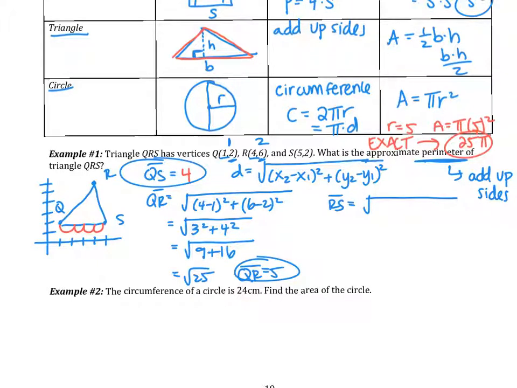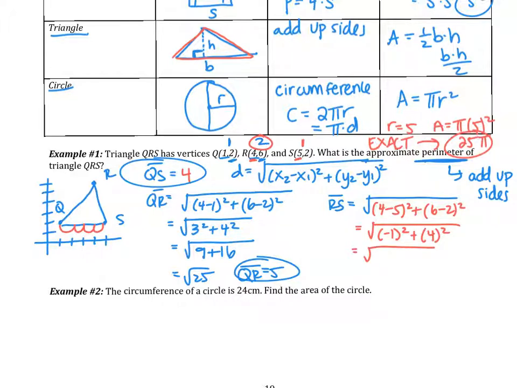You're going to do it the same way except using different points. If I find RS this time, maybe I call S point 1 and R point 2. Again, it doesn't matter which point is 1 and which one is 2 as long as you stay consistent. If I want to subtract point 2 minus point 1, I'm going to have 4 minus 5 squared, and then y minus y, so 6 minus 2 squared. That 4 minus 5 will be negative 1. 6 minus 2 will be 4.